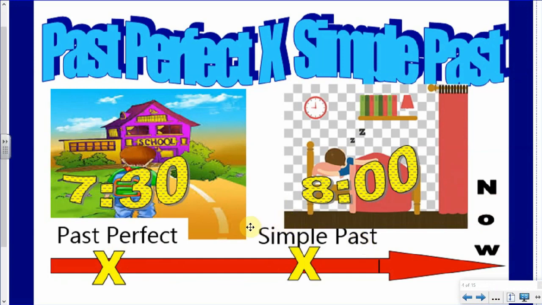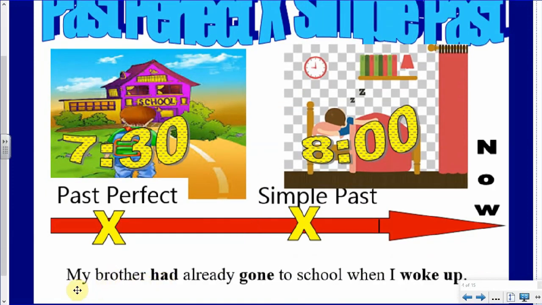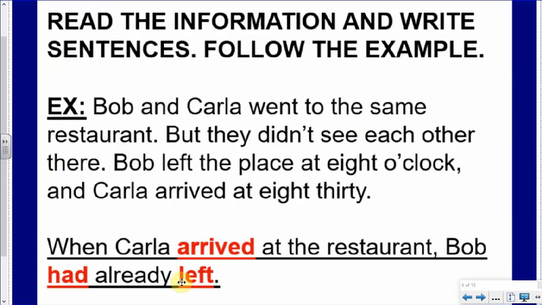So we can make a sentence according to what information we have here. My brother had already gone, here he is, he had already gone to school when I woke up, because 7:30 is before 8 o'clock. So you can see how this works with these two pictures. Next, I would like you to try to make an example by using the information.